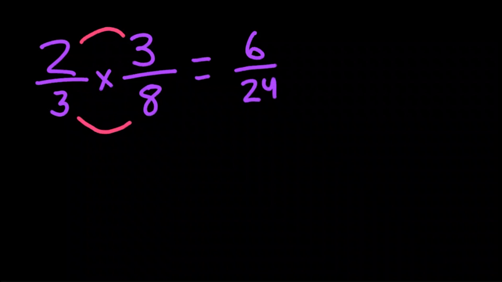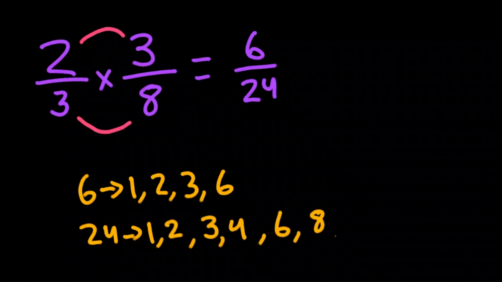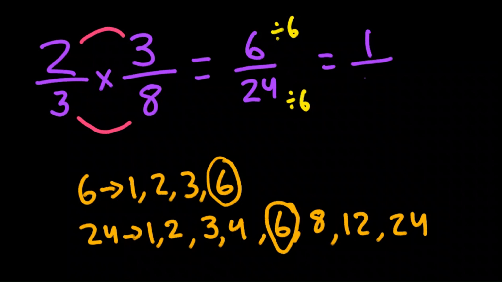Now we can reduce this fraction by finding factors of 6 and 24. The factors of 6 are 1, 2, 3, and 6, while the factors of 24 are 1, 2, 3, 4, 6, 8, 12, and 24. The greatest common factor here is 6. So we can divide the top and the bottom by 6. This gives us our final answer of 1 over 4.